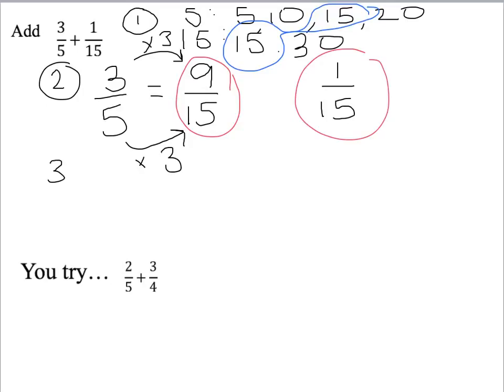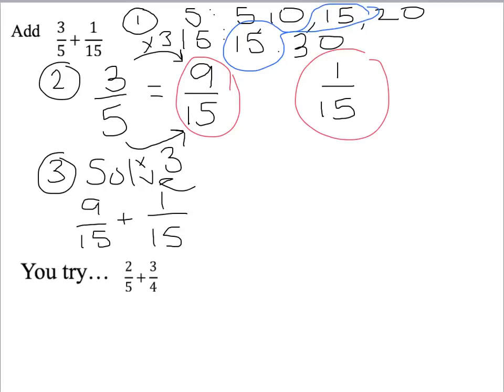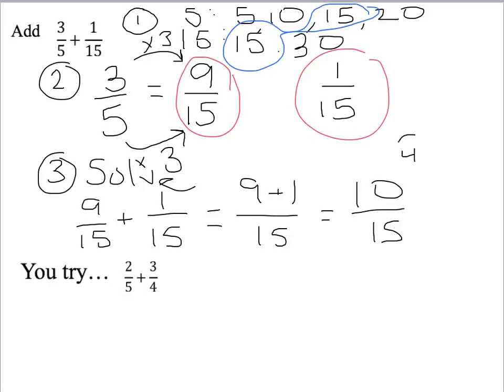Step 3 is to solve. We need to take 9 over 15 and add it to 1 over 15. That is just like we know how to do from yesterday. We take 9 plus 1 and put it all over 15. Means we get 10 over 15. Okay, our last step, step number 4, is to simplify.